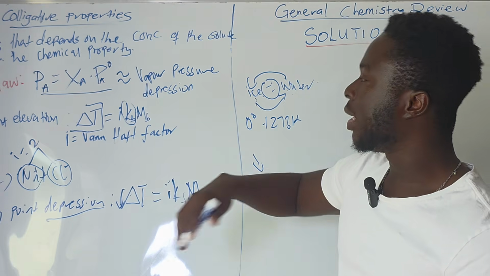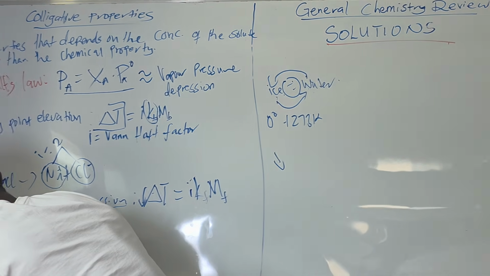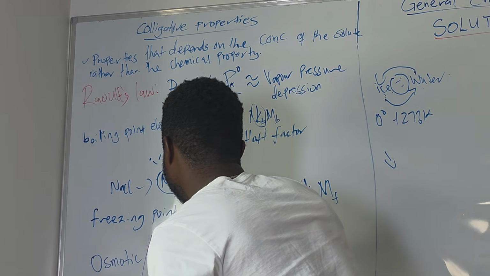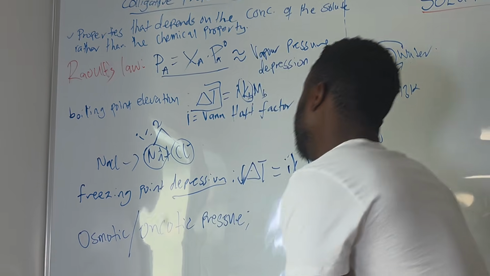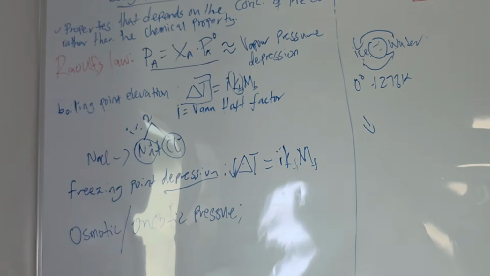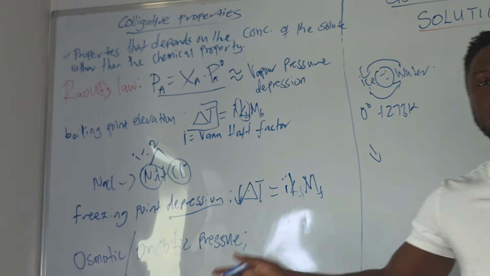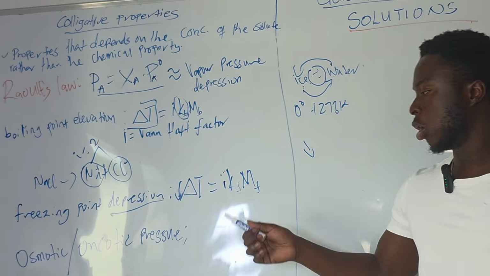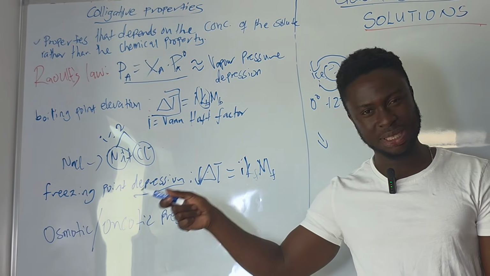The last colligative property that I want to touch on is osmotic or oncotic pressure. Now, the osmotic or oncotic pressure is very important when it comes to the human body and cell perfusion, or how nutrients travel into our cells. This is where this becomes very relevant.